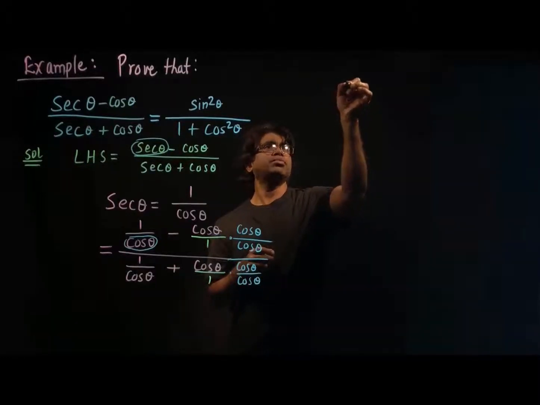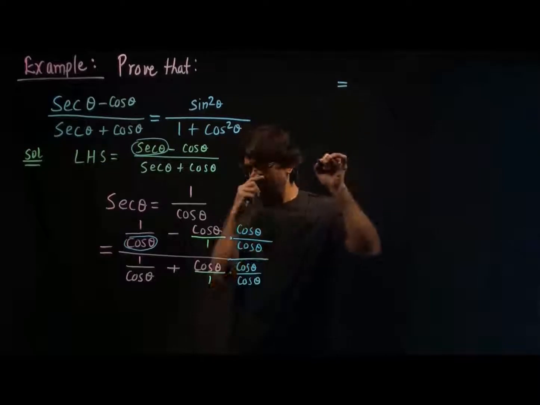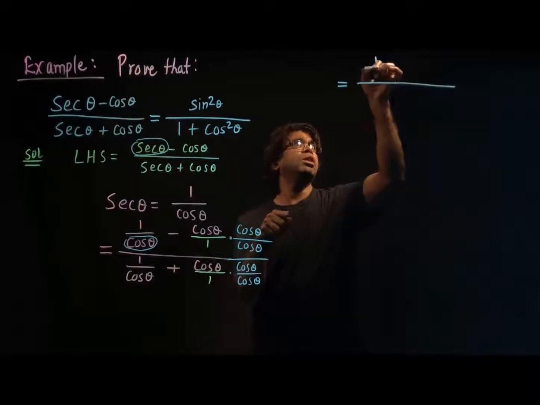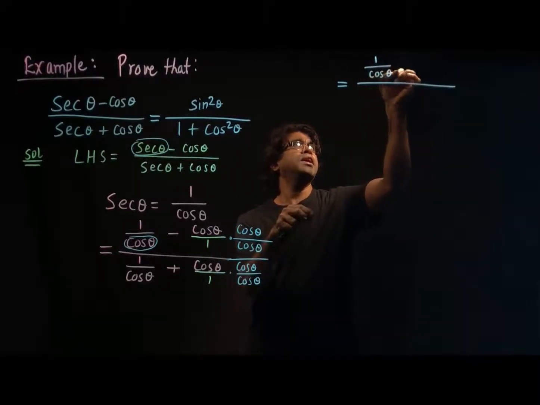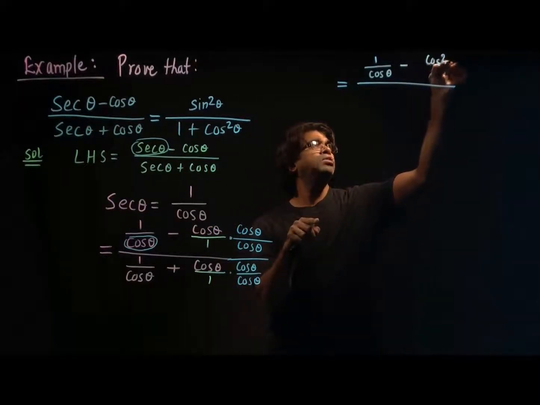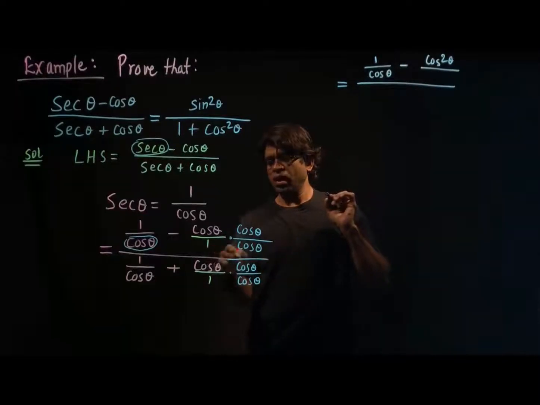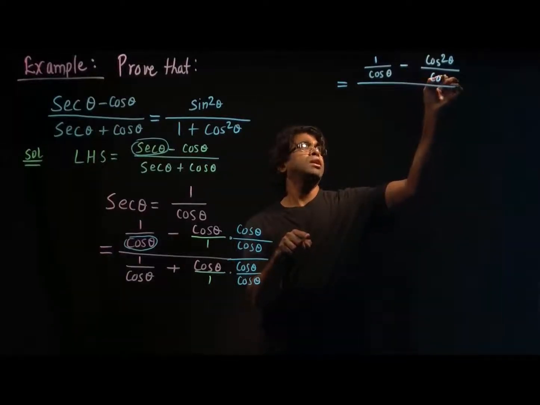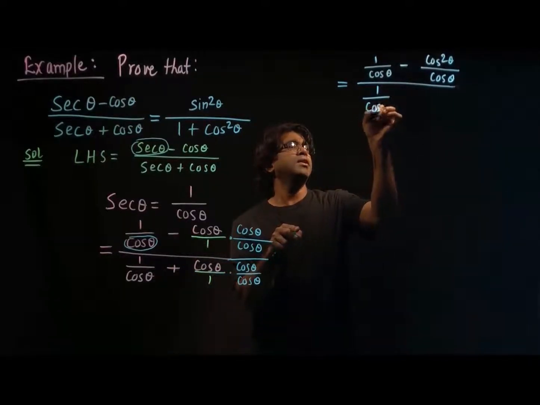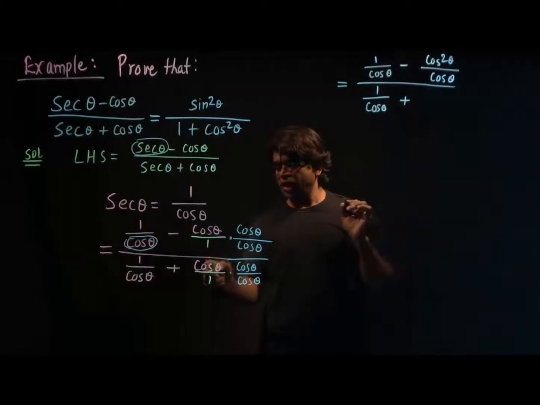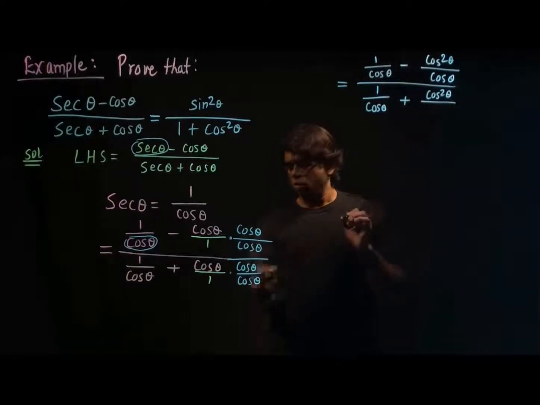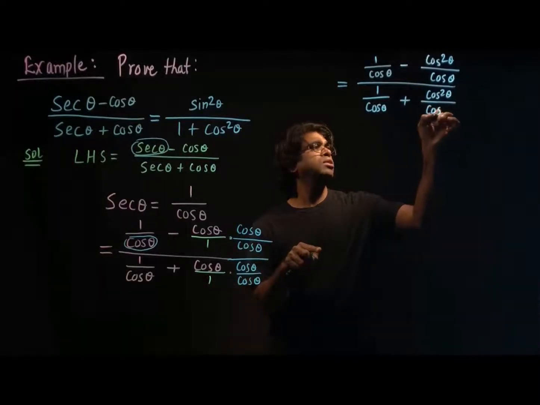So this is equal to 1 over cosine. The numerator term is 1 over cosine theta minus cosine times cosine, which is cosine square theta, over 1 times cosine, which is cosine. In the same way, my denominator term is 1 over cosine theta plus cosine times cosine, which is cosine squared, over 1 times cosine, which is cosine theta.